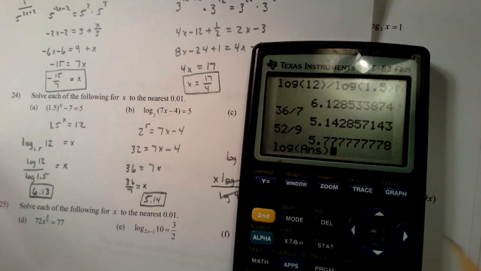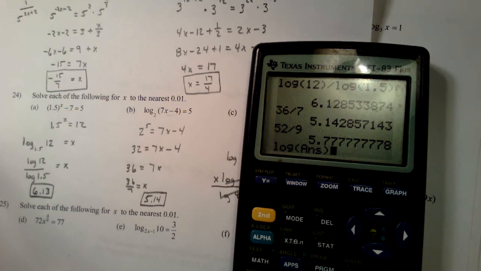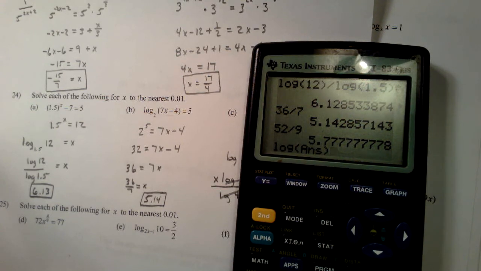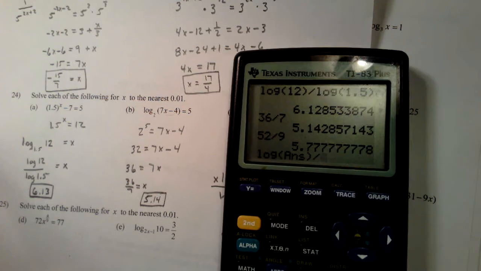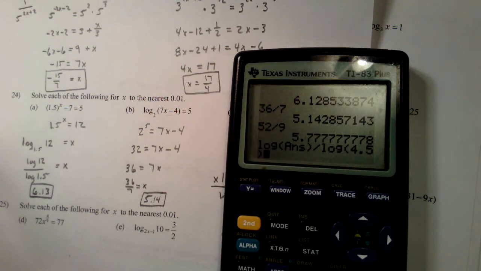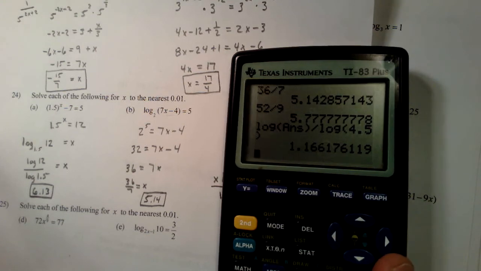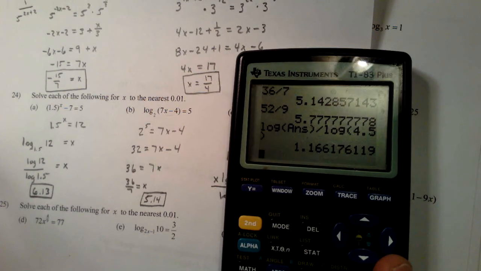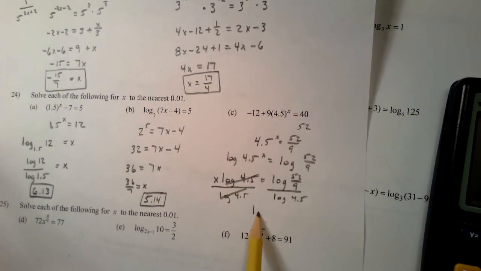Or I could have typed 52 divided by 9 right in there if I wanted to. But you don't want to type 5.78. Don't type a rounded decimal in here. We don't round until the very end, so don't round during the problem. Divided by, and what was it, log of 4.5. Log 4.5. 1.17.